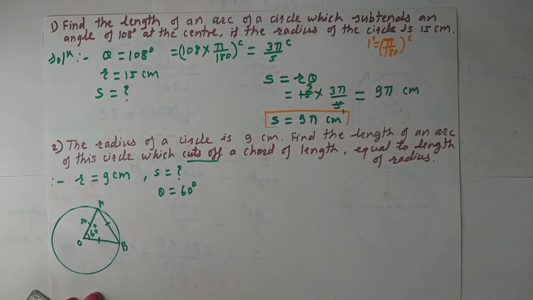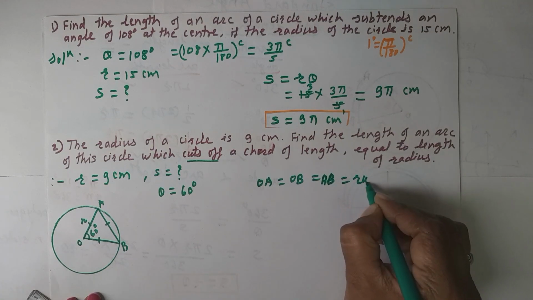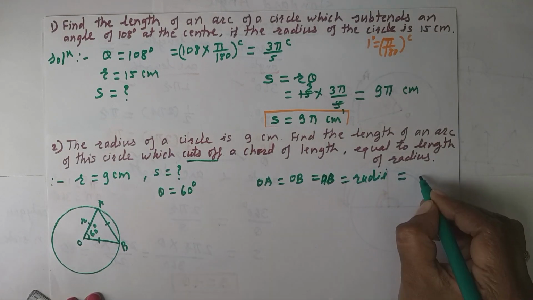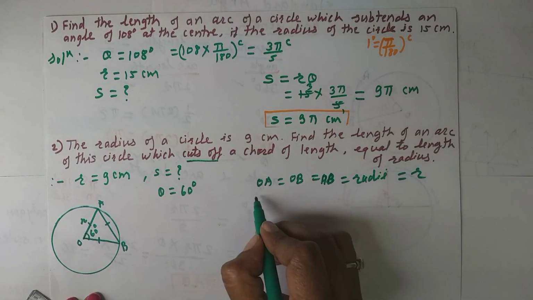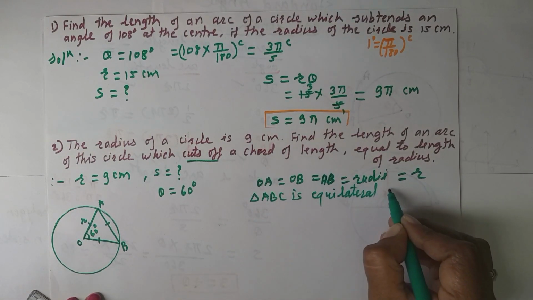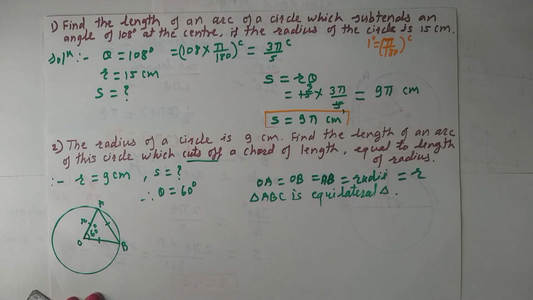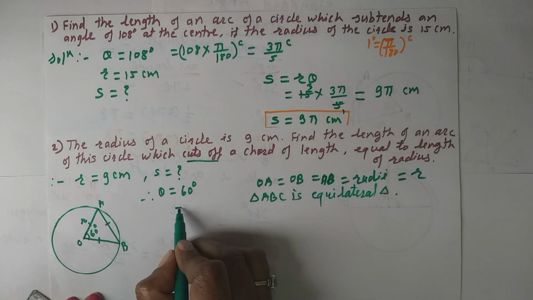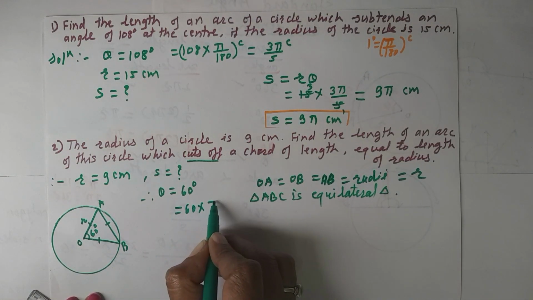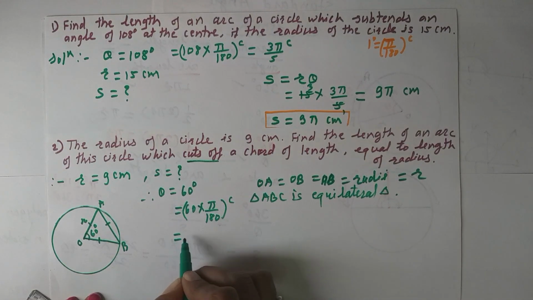Here you write down OA, OB and AB. These are radii of circle. This is equal to R. Triangle OAB is equilateral triangle. Therefore, theta will be 60 degree. Now, I have to convert this theta into radians. Now, I will multiply this angle by pi by 180. Then this will get converted into radians, and this is nothing but pi by 3.